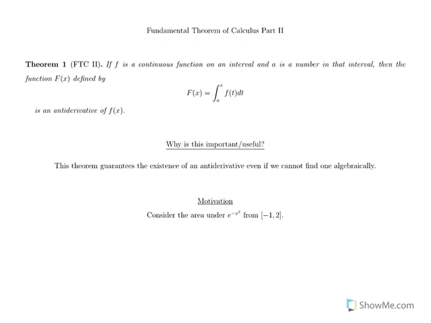So the second fundamental theorem of calculus, or FTC Part 2, says that if f is a continuous function on an interval and a is a number in that interval, then the function capital F of x, defined by capital F of x equals the integral from a to x of f of t dt, is an antiderivative of f of x.